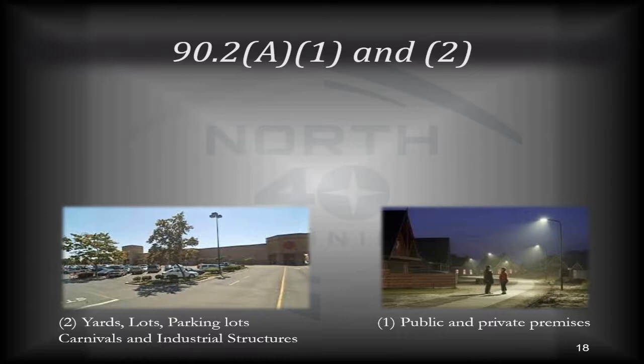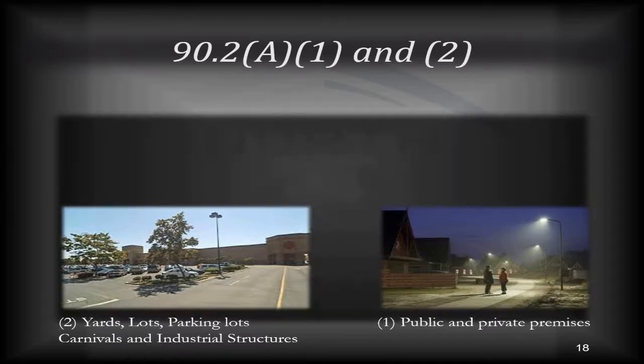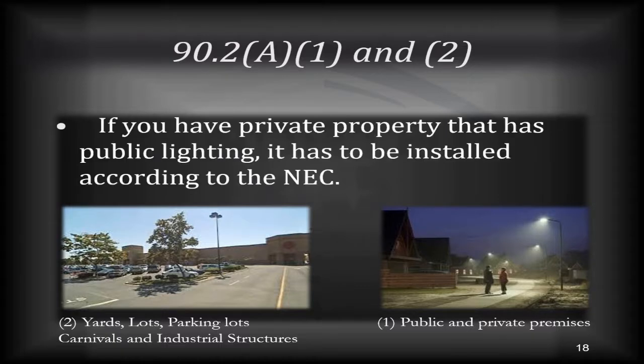90.2(A)(1) and (2). If you've got private property that has public lighting, it's got to be installed according to the NEC.